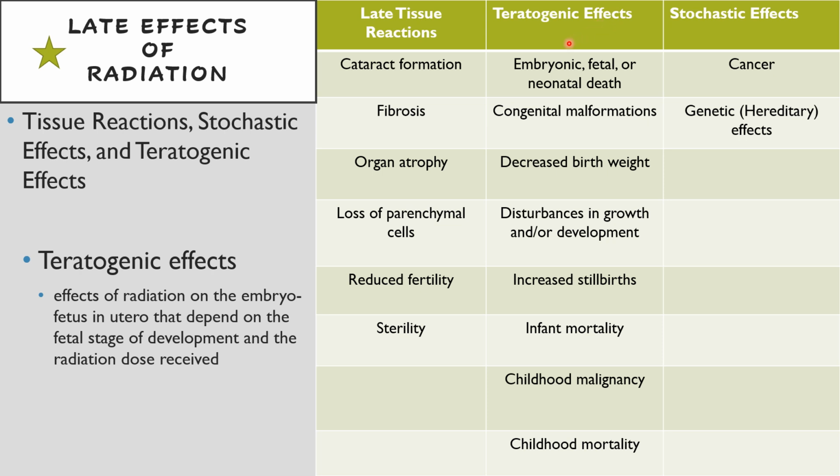Teratogenic effects are anything that have to do with kids: embryologic, fetal or neonatal death, congenital malformations, decreased birth weight, disturbances in growth and or development, increased stillbirth, increased infant mortality, childhood malignancy, childhood mortality. Stochastic effects are cancer and genetic hereditary effects.